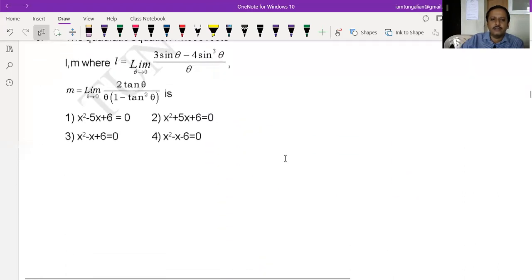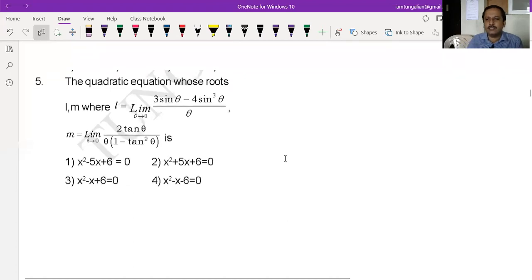Then let's have a look at question number 5. The quadratic equation whose roots are L and M, where L is equal to limit theta tends to 0, (3 sine theta minus 4 sine cube theta) by theta, and M is equal to limit theta tends to 0, 2 tan theta divided by theta into (1 minus tan square theta). So here in this question, we are asked to find a quadratic equation whose roots are L and M.